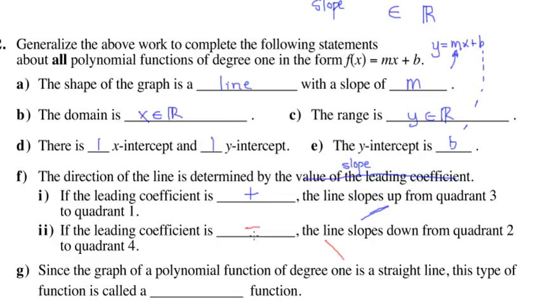And finally, because the graph of this function is a straight line, we call it a linear function. So if you have y equals 6x minus 12, or anything that doesn't contain roots or x squared or x cubed or anything like that, it just contains x to the first power, we call that a linear function. We know that when we graph it, we're going to get some kind of straight line.